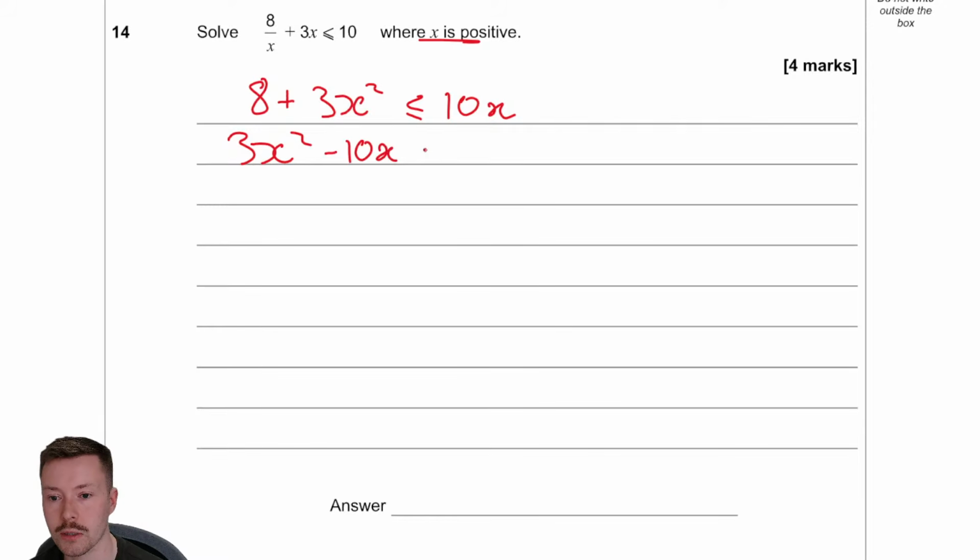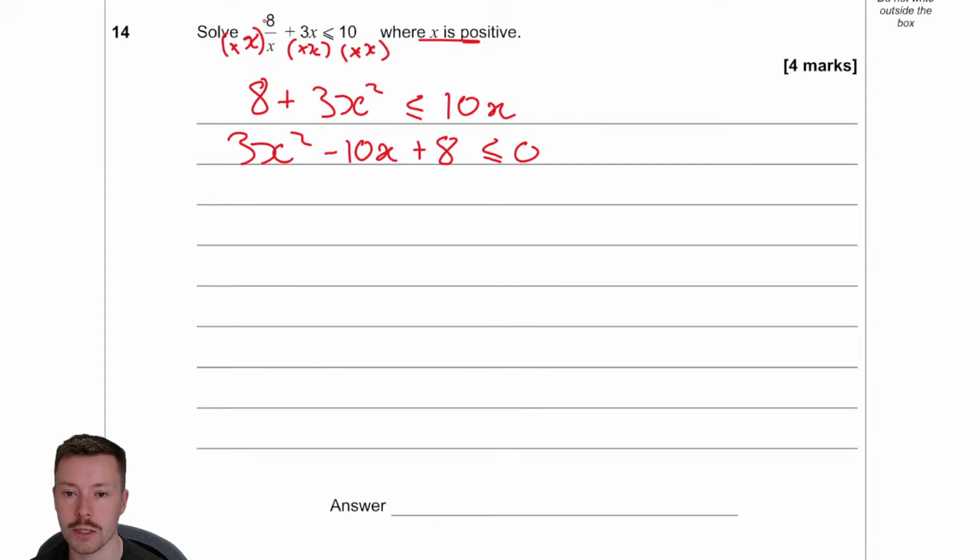So minus 10x plus 8 is less than or equal to 0. So it's timesing everything here by x. I put a double bracket there. Okay, times x gets 8. 3x times x is 3x squared. 10 times x is 10x. Minus the 10x, we've got this. Yeah, okay. Now at this point, I need to know basically the roots.